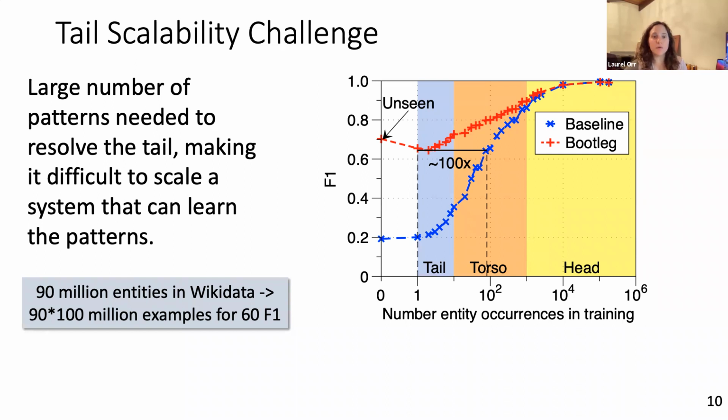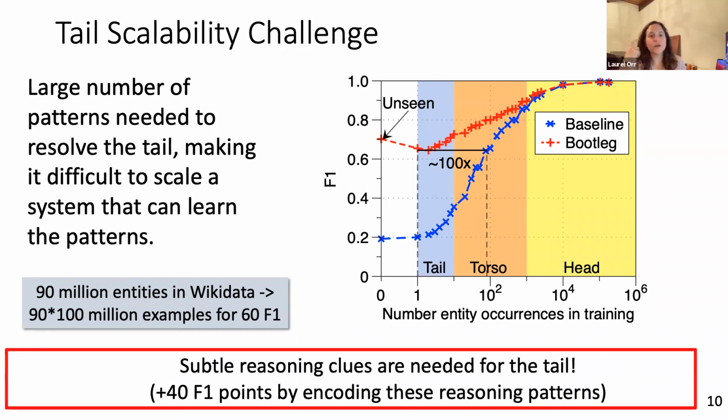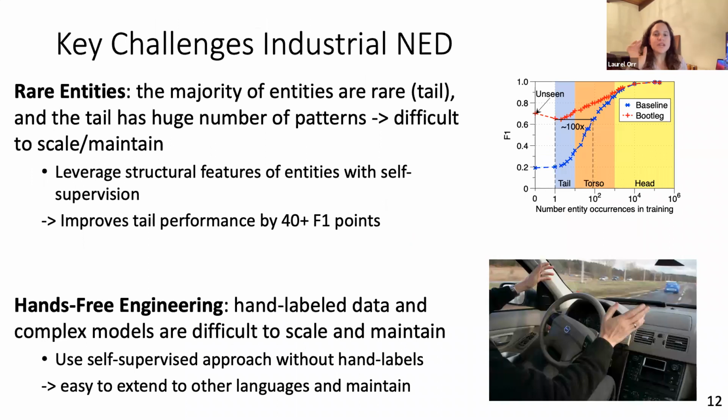And so what I'm going to talk about with our system Bootleg is how we leverage subtle reasoning cues, which I'll talk about later, to better understand and disambiguate the tail. This is going to improve performance, as we show, by up to 40 points on these rare entities. So just to recap, there are two key challenges we're trying to address with Bootleg. The first, as I talked about, is the rare entity problem. The majority of entities are rare, and it's very difficult to scale a model to solve them. So you're going to have to leverage subtle reasoning patterns and structured information in order to disambiguate them.